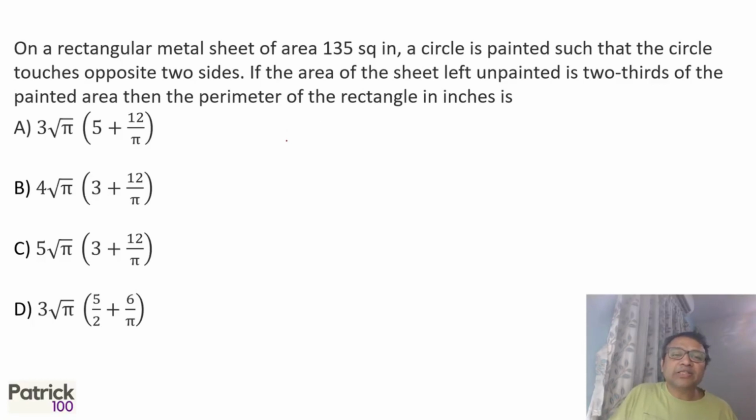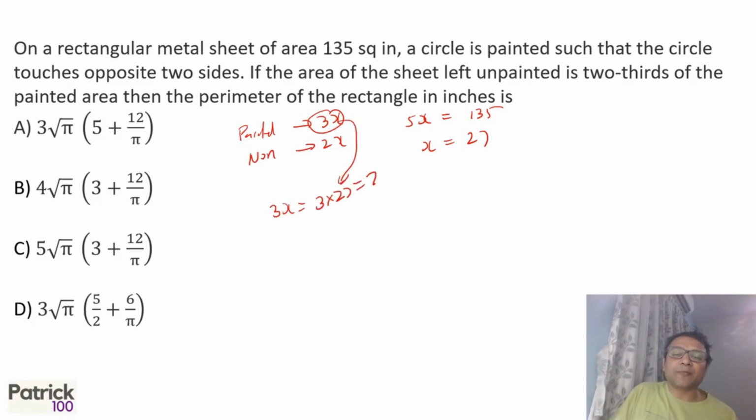On a rectangular metal sheet of 135 square inches, a circle is painted such that the circle touches the opposite two sides. The area of the sheet left unpainted is 2/3 of the painted area. So if the painted area is 3x, the non-painted area is 2x. So total 5x stands for 135, which means x is 27. So the painted area, 3x, which is the circle, is 3 into 27, which is 81.